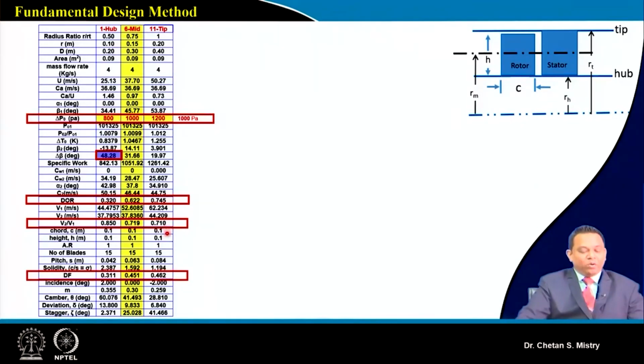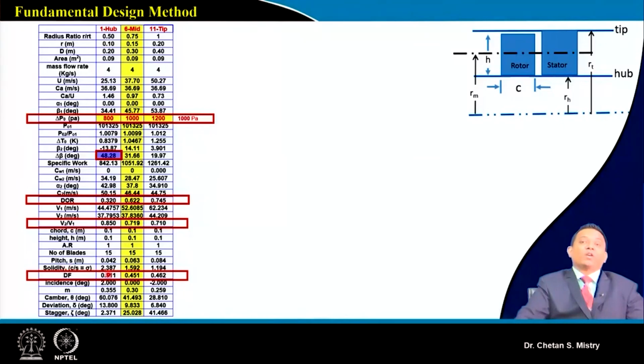Next is my diffusion factor. If you look at my diffusion factor, it is coming 0.31 at my hub and 0.46 at tip. Now, as I told, we have so much flexibility by using this Excel sheet program. Suppose you want to modify your diffusion factor. What change will you make? You will change your number of blades. Just change that number of blades.